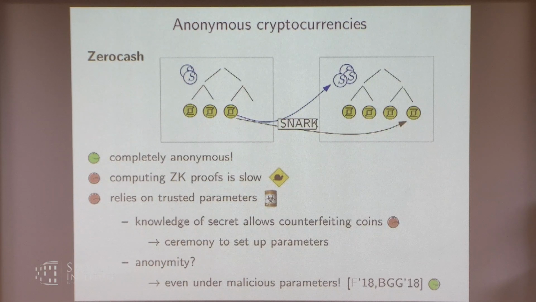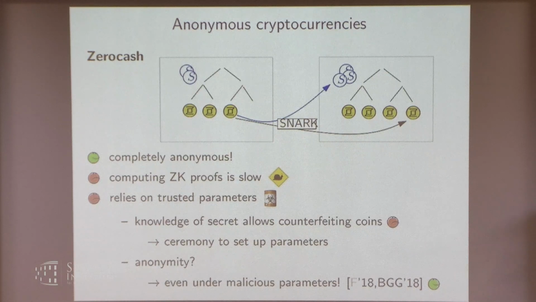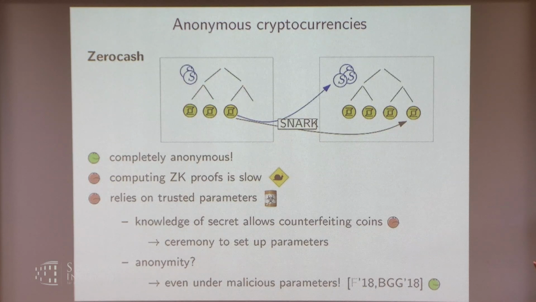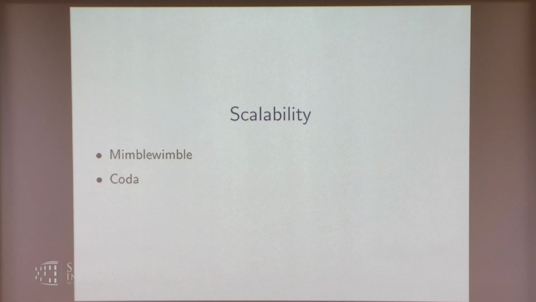So this gives you soundness, so protection against someone counterfeiting coins. Interestingly, anonymity holds even if everyone in this ceremony was corrupt, thanks to this property of SNARKs called subversion zero knowledge, where, as long as you check some consistency of the parameters, even if someone malicious created this CRS, anonymity would still hold. Okay, that's so much for anonymity.